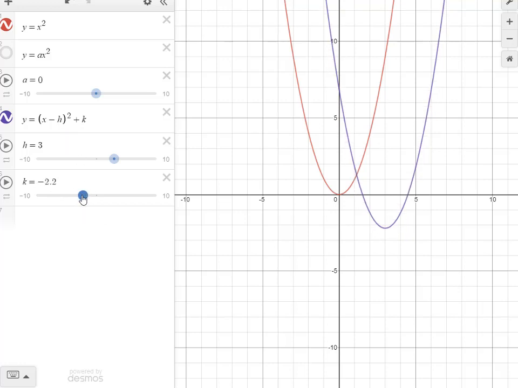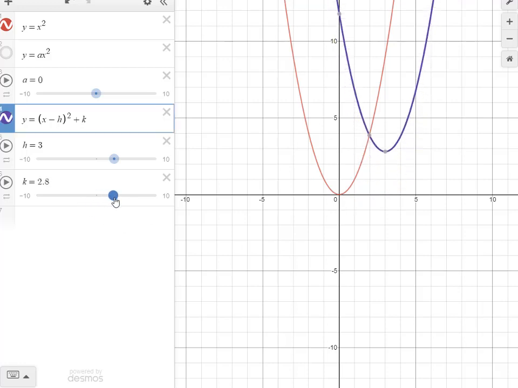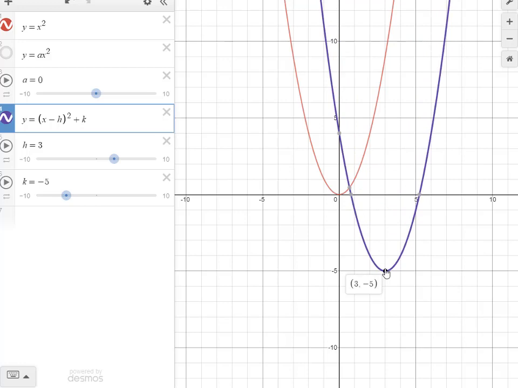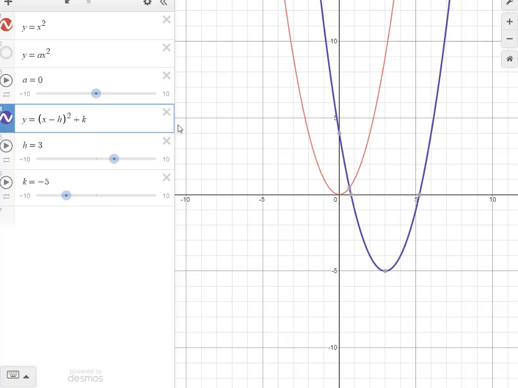Okay, let's take a look at k, because I did kind of gloss over that really quickly. I'm just going to leave h at 3. If k is 0, the y value for the vertex is going to be 0. If I increase it, it's going to increase the y value. So if it's 3, the y value will now be 3. If it's 2, the y value of the vertex is now 2. It just moves the entire parabola up and down. If the k value is negative 5, the y value of the vertex is now negative 5. So k is not at all as interesting as h is.